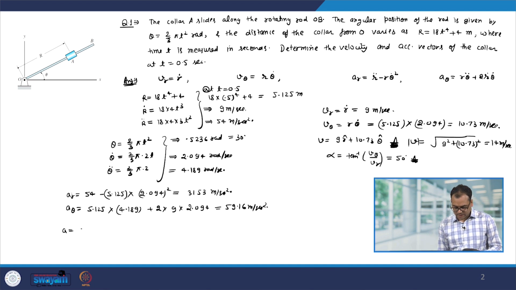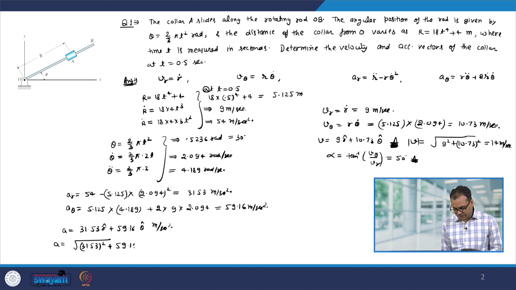Therefore, acceleration A I can write down as 31.53 r cap plus 59.16 theta cap meter per second square. Its magnitude A will be square root 31.53 square plus 59.16 square, and this comes out to be 67 meter per second square, and let us say the angle between them is beta.